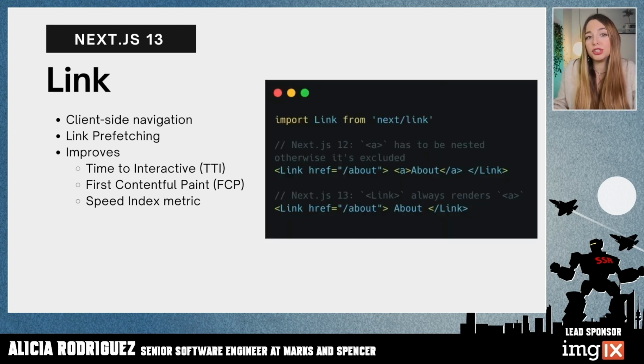Before, this Link had to contain an anchor tag as a child, and in most of the cases we would also have to pass the prop href. Next.js 13 has improved the developer experience by removing the need of passing an anchor tag as a child. So we can simply define the Link.